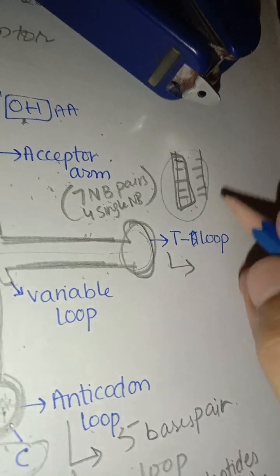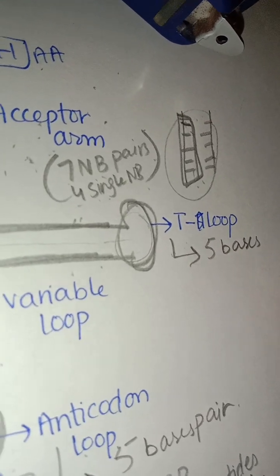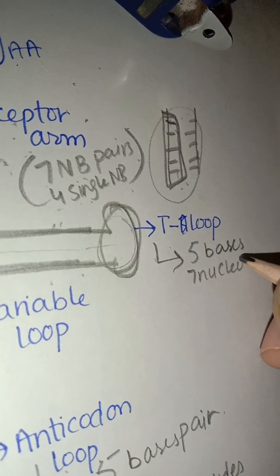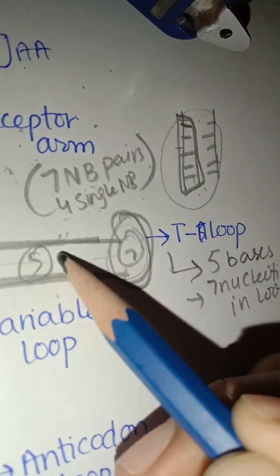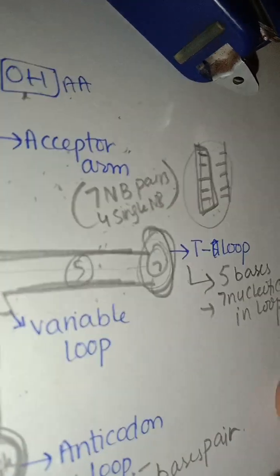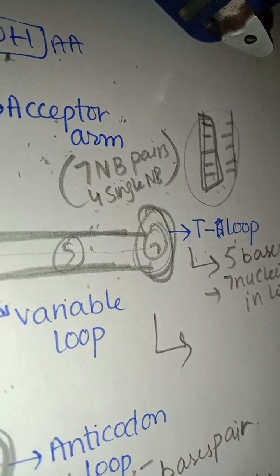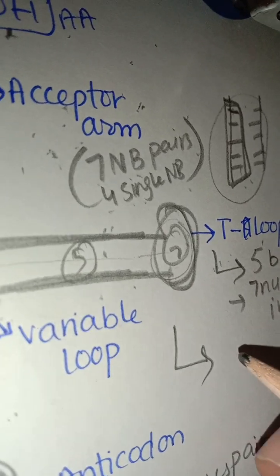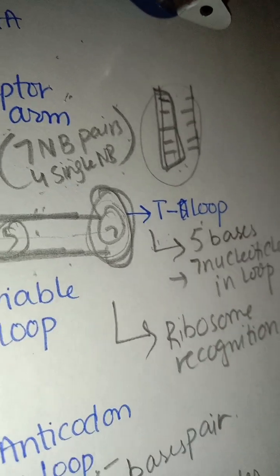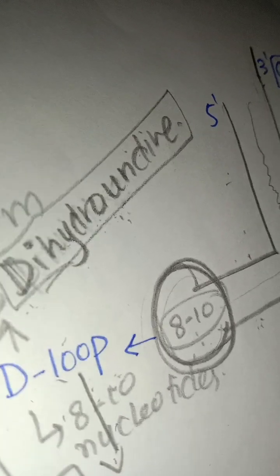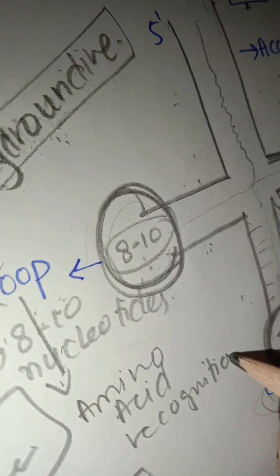Then we have the T loop. In the T arm, 5 nitrogenous bases are present, and 7 nucleotides are present in the loop. What is the work of the T loop? It will do the ribosome recognition. It transports amino acids from the cytoplasm to the site of protein synthesis. So the T loop will do the ribosome recognition, and the D loop will do the amino acid recognition. So this is all.